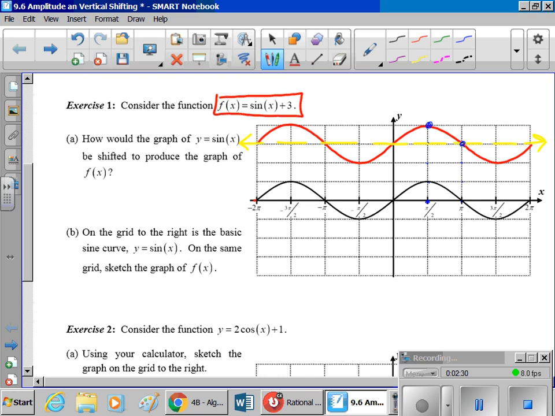So you can use tables, or you can just use what we know about sine and cosine curves: the sine curve starts at 0, ends at 0, in the middle it's at 0, and it increases first, so it goes to +1 and then to -1. The grid to the right is the basic sine curve. On the same grid, sketch f of x, which we did. If you haven't done that yet, pause the video and get that graphed. Again, using your colored pencils is really helpful here. This is going to be our midline, right here.